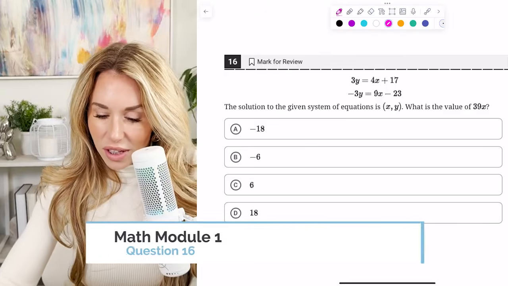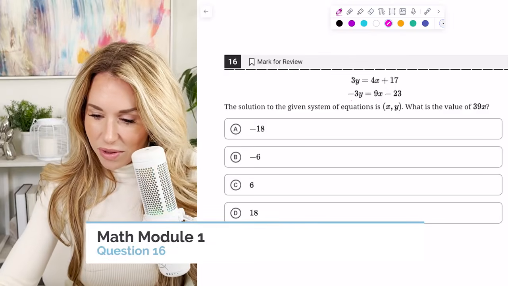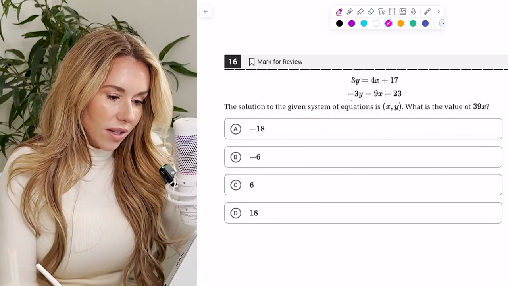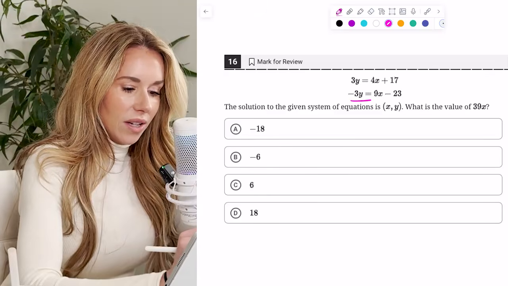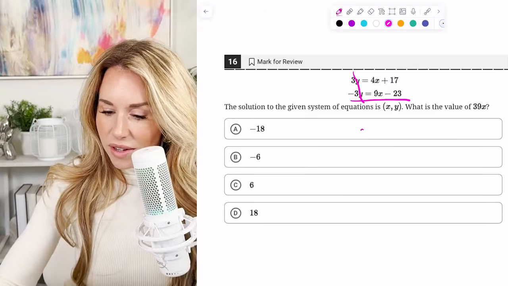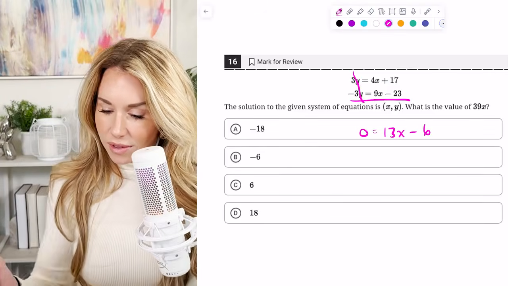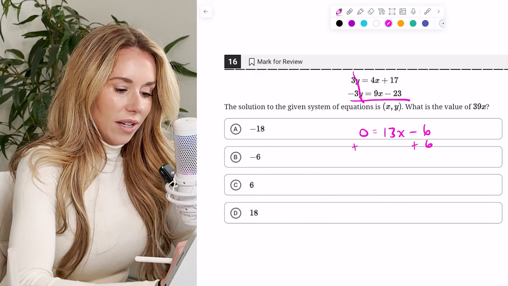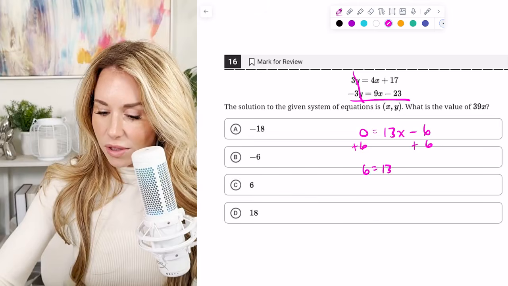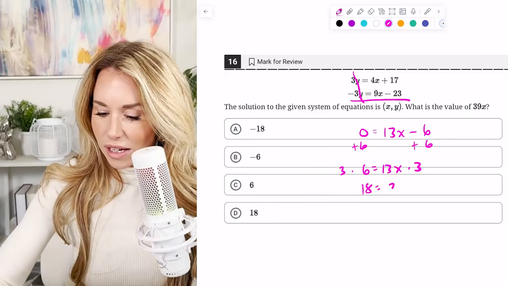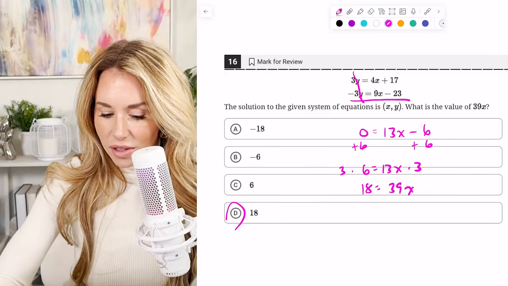All right, the solution to the given system of equations is x, y, what is the value of 39x? Okay, this is pretty cool because what happens is when we add these together, we get 0 equals 13x minus 6. Add 6 to both sides. 6 equals 13x. Multiply both sides by 3. 18 equals 39x. The answer is 18.